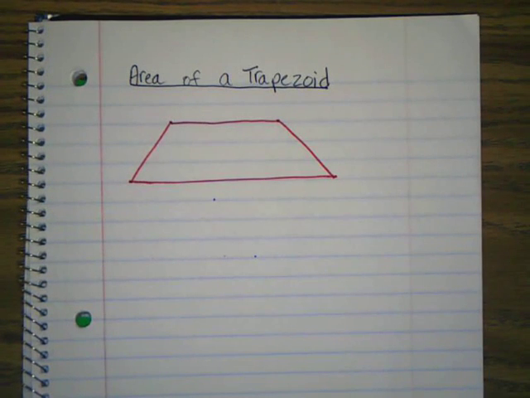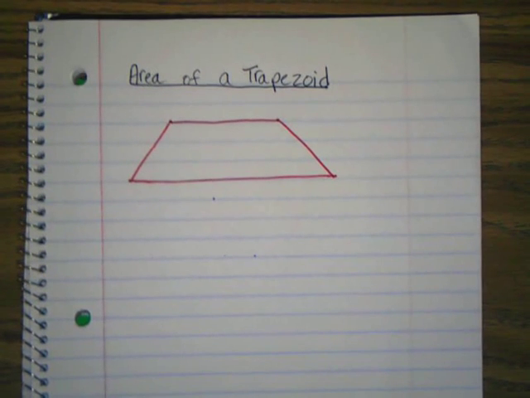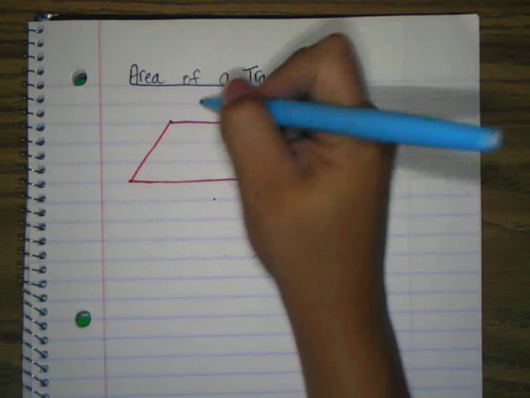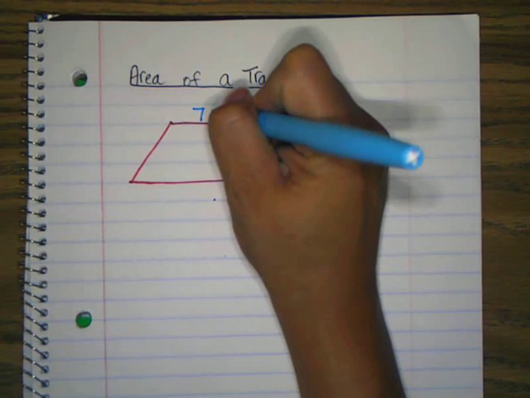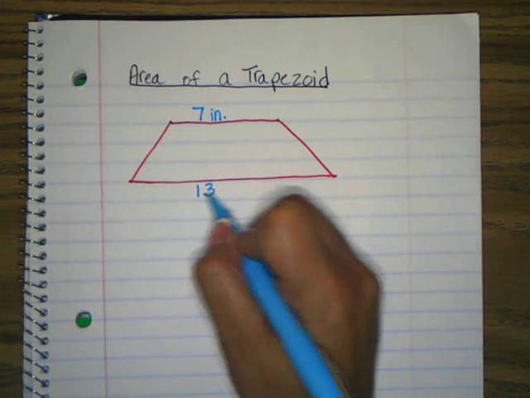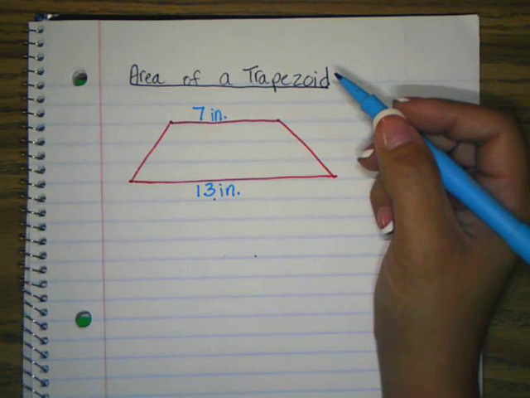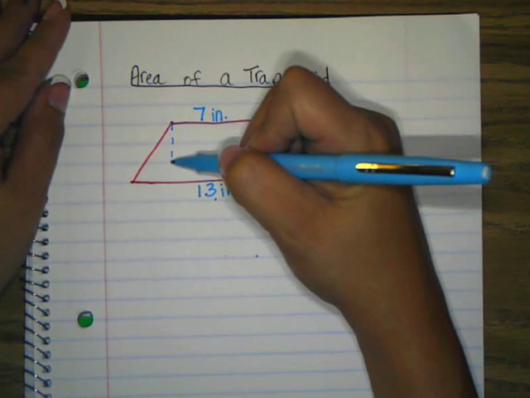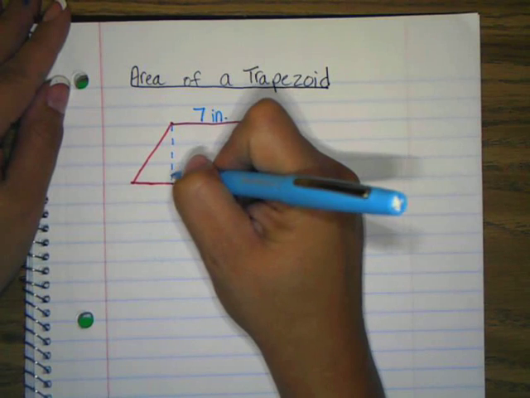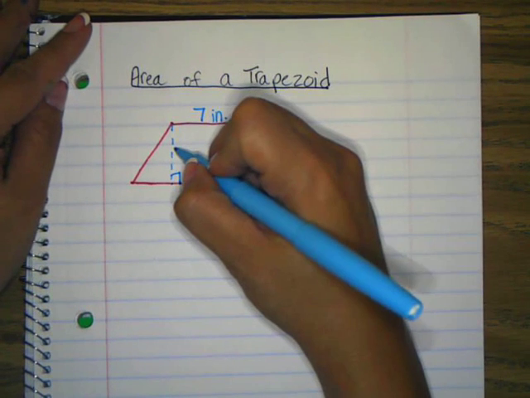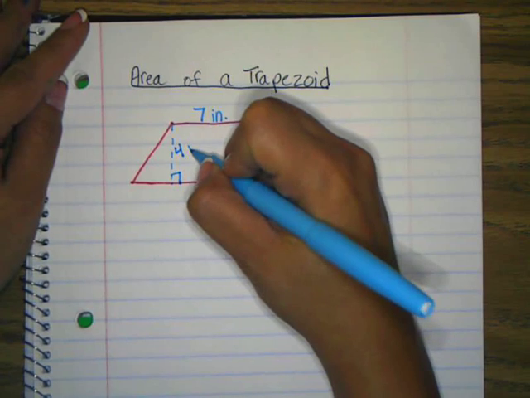So, we're also going to label some of the dimensions. So this side is 7 inches. This side is 13 inches. And we have this dotted line. And it's a right angle. And so that tells us the height is 4 inches.